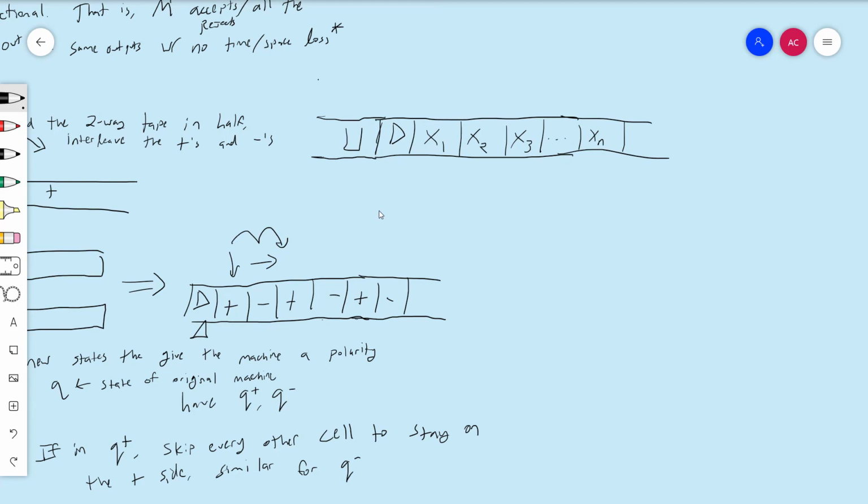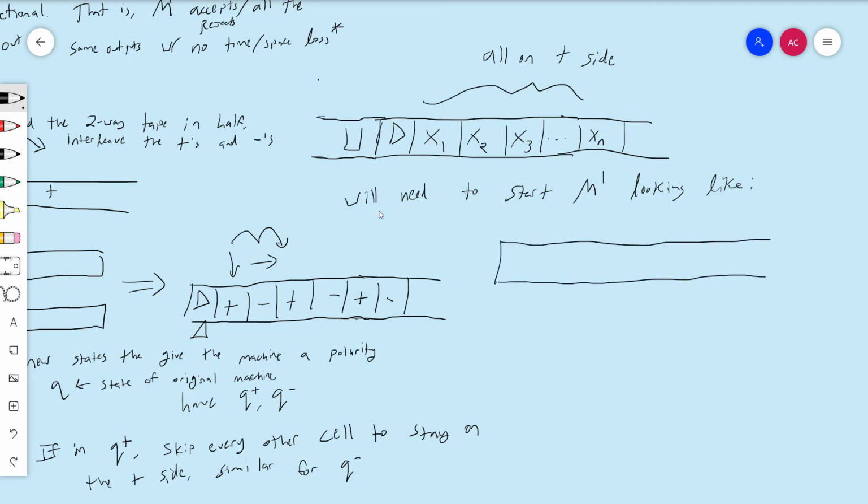What does it need to be for the simulating machine here? Note that these are all on the plus side by convention. And so that's a bit of an issue when my plus side is wonky like this. So we'll need to start M prime looking like this. It'll have to look like this, where I have x1 and then a blank, and then x2 and then a blank, and then x3 and then a blank, dot, dot, dot.